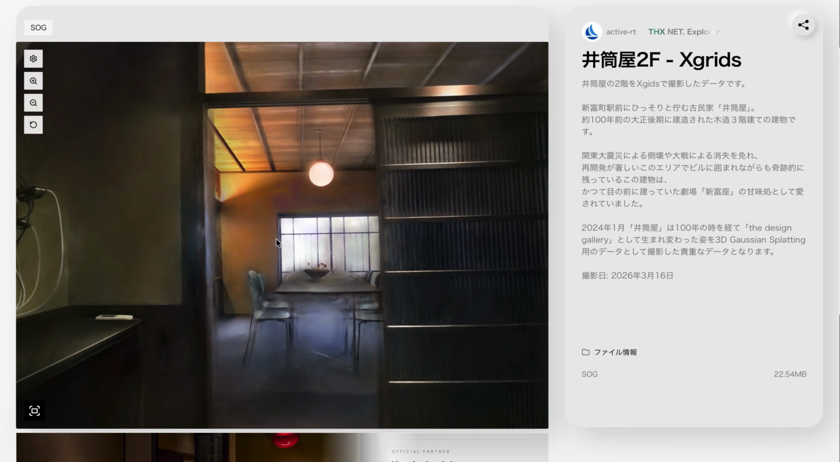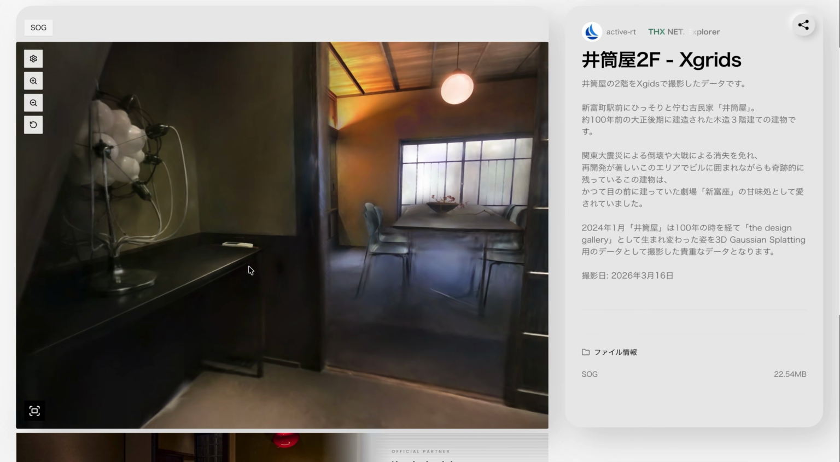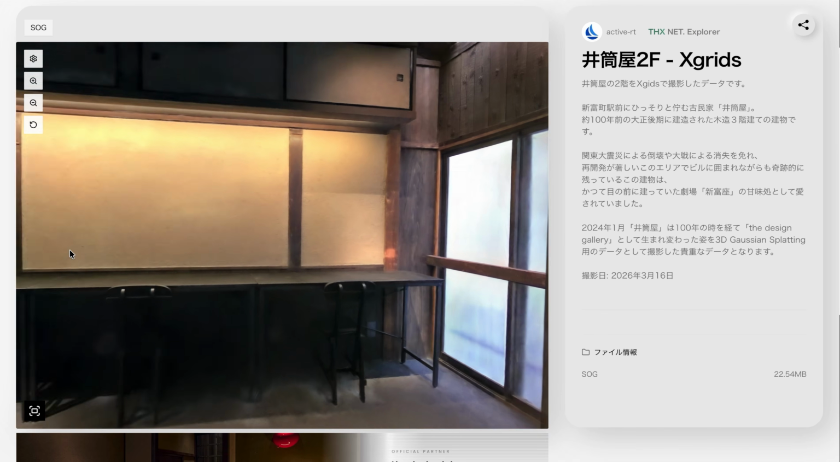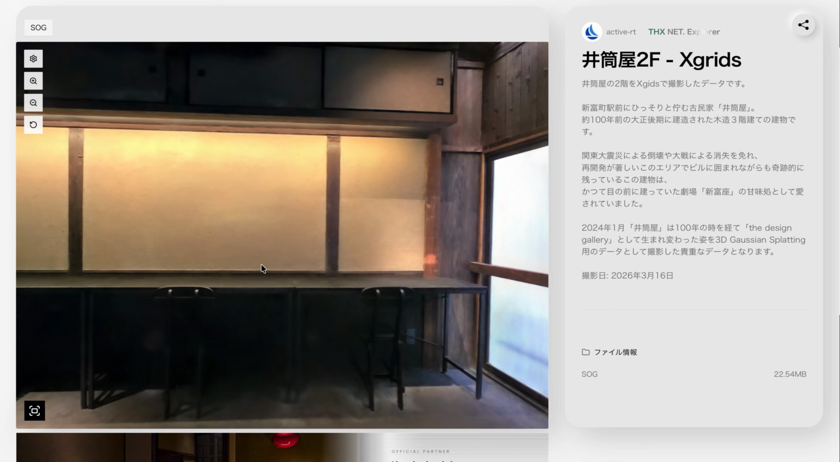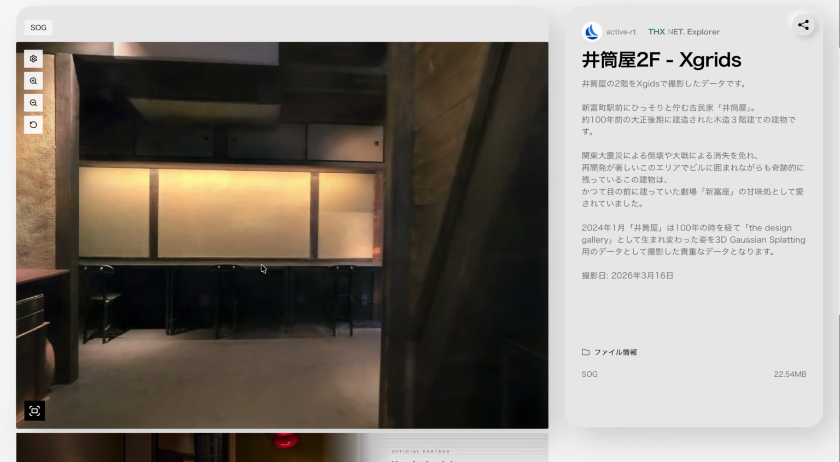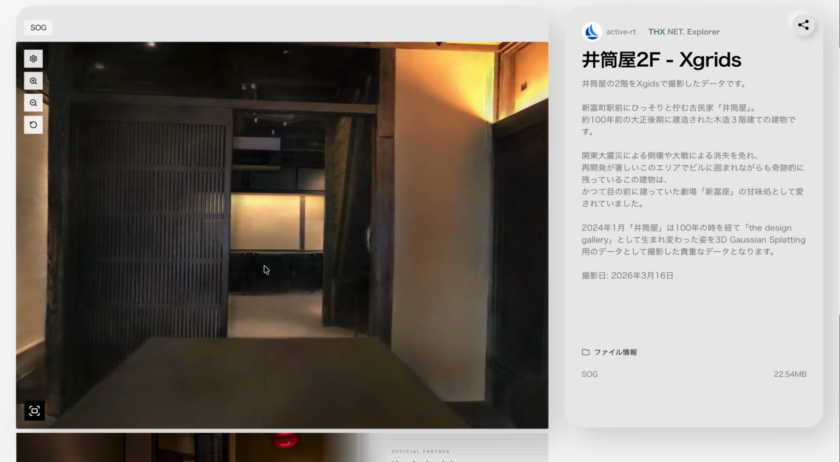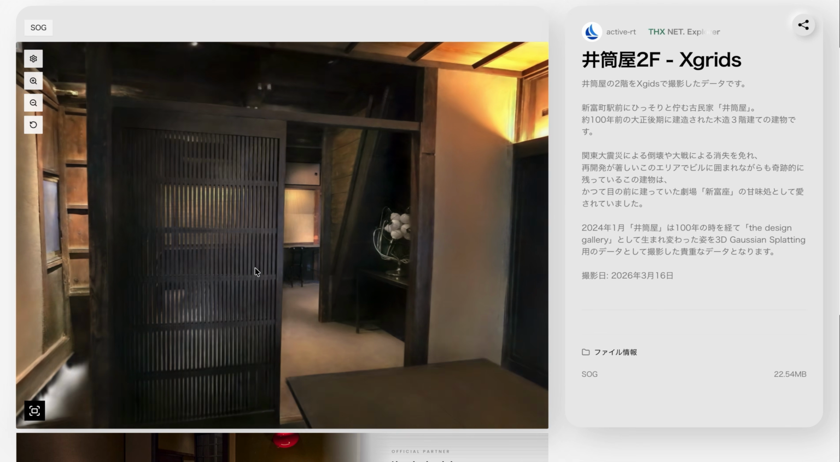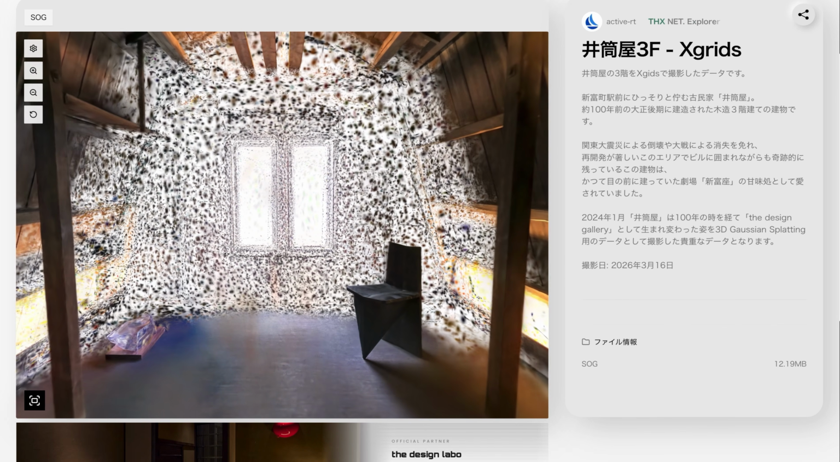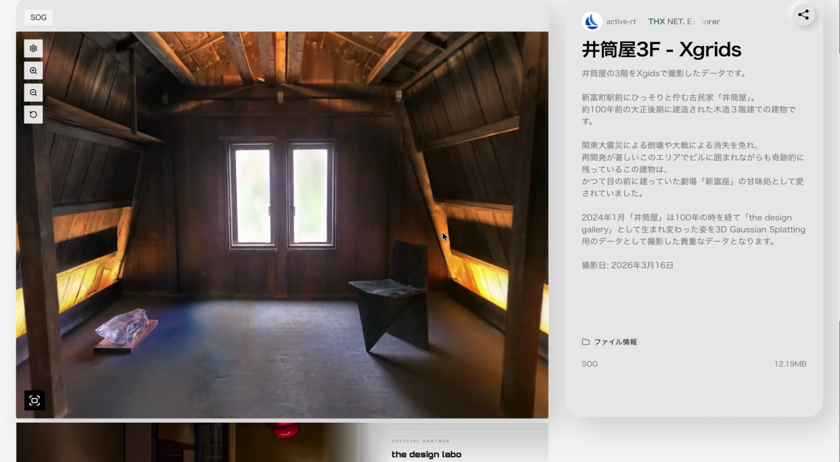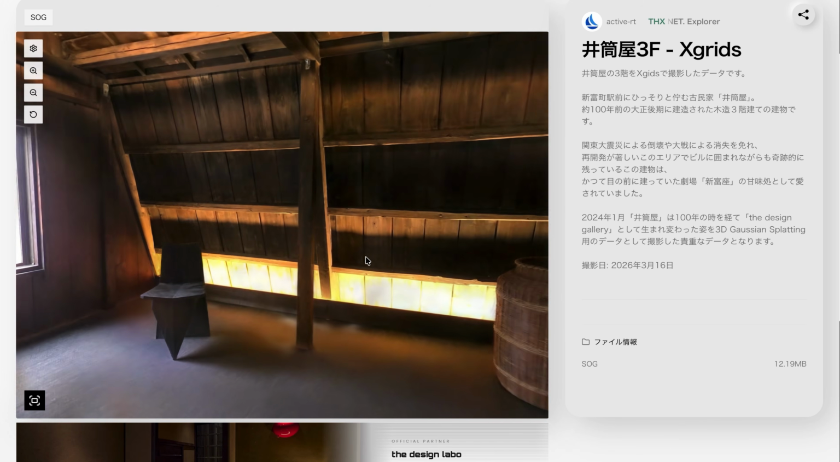Here's the second floor. This building survived the Great Kanto earthquake and the war, and now its 100 years of history are preserved as data, semi-permanently, backed by blockchain. This is what digital archiving looks like on 3dasset.io. And the third floor, every beam and every window, captured as it is.